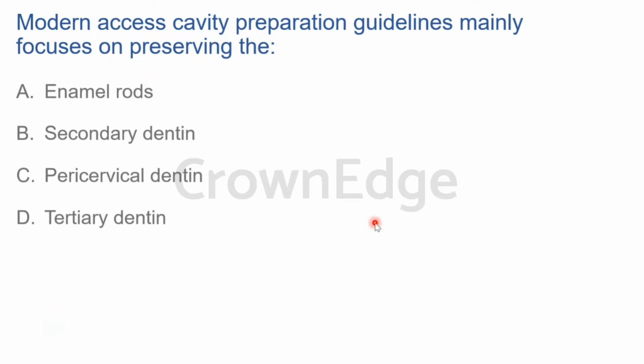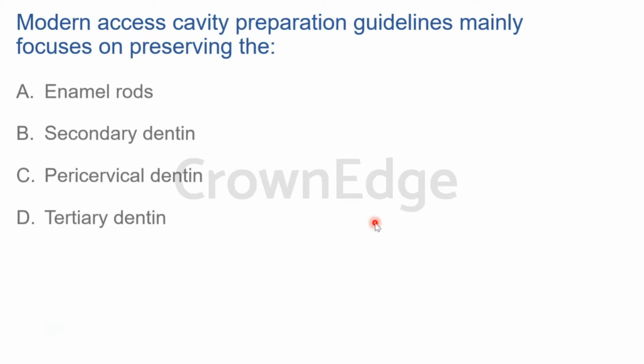Imagine yourself as the patient. If you were the patient, you would want very little tooth tissue to be removed, right? So it applies to restorative dentistry, it applies to preventive and pediatric care, it applies even to endodontics and aesthetic dentistry. So modern access cavity preparation guidelines focus on preserving a lot of tooth tissue, which is extremely important. There is a hierarchy of tooth needs, which means that certain areas of the teeth have to be preserved more than others.